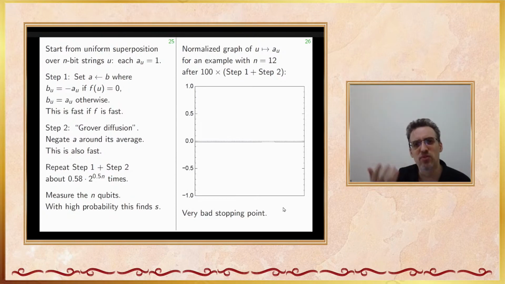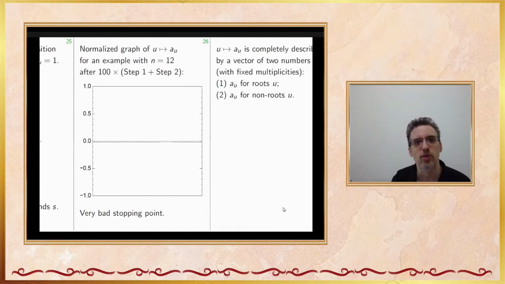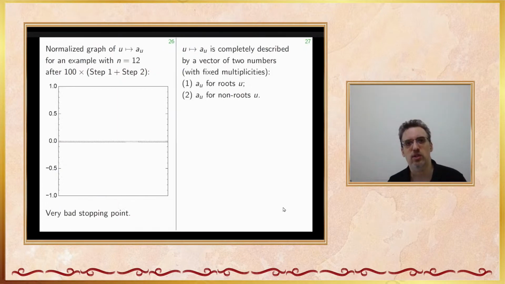And that idea visually of what's going on with the probabilities is something that turns into a proof, which you can sketch as follows. You can say what's going on in Grover's algorithm by saying at each moment, this graph that we were looking at, there's basically the height of all of the non-secret numbers, all the a sub u's where u is not s, the non-roots. And then there's one height, which is the 3/64, 5/64, whatever the height is at the secret s.